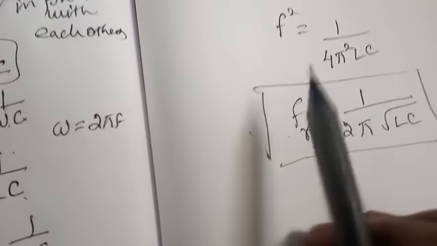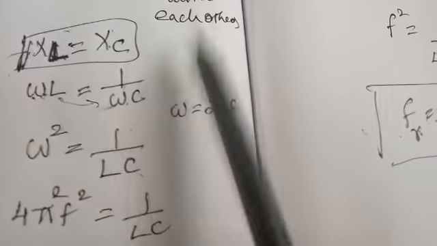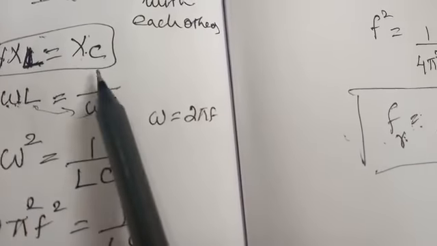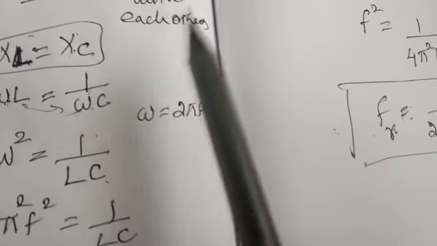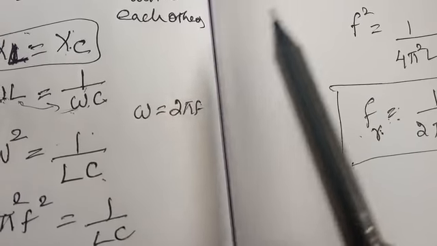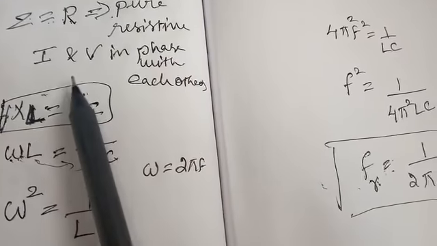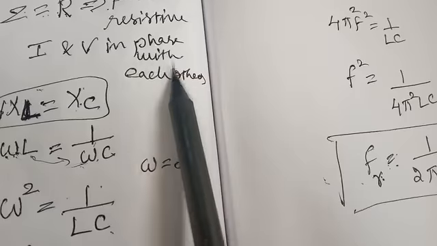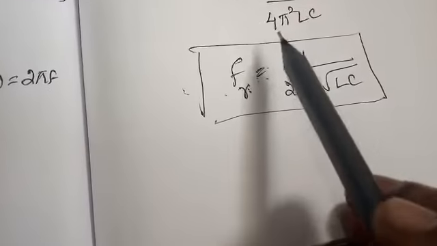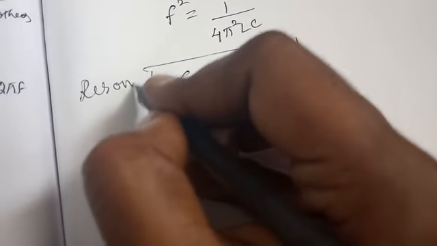Resonance occurs in a circuit only when XL equals XC. When XL equals XC, they cancel each other, capacitive reactance and inductive reactance cancel, so the circuit becomes a pure resistive circuit. Therefore voltage and current are in phase with each other. We have derived the formula for resonant frequency, and this is the expression for your resonant frequency.